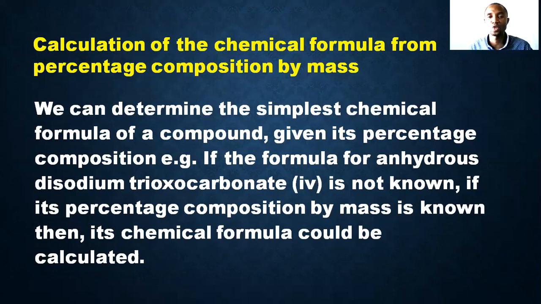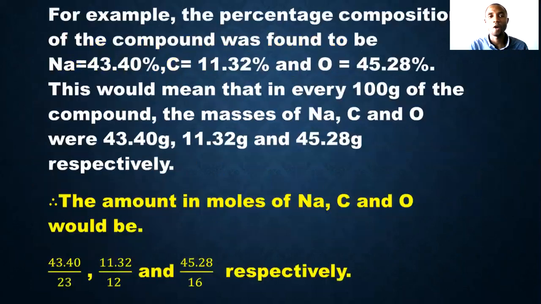That is what I want to talk about: how to get the chemical formula of a compound when percentage composition is given to you. All right, for example, let's take the percentage composition of a compound found to be sodium 43.40%, carbon 11.32%, and oxygen 45.28%. All right.